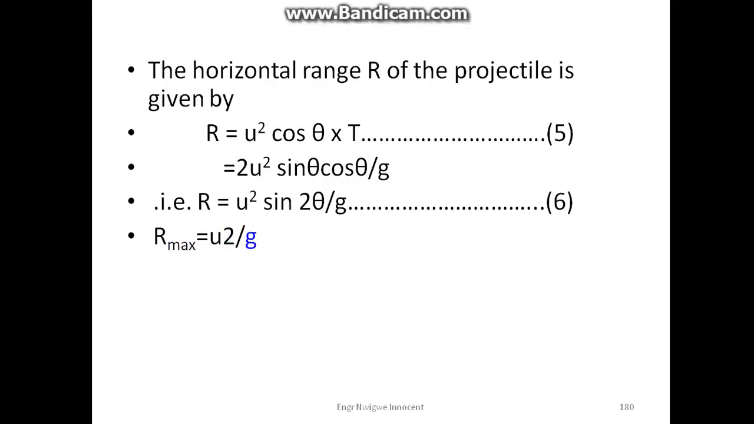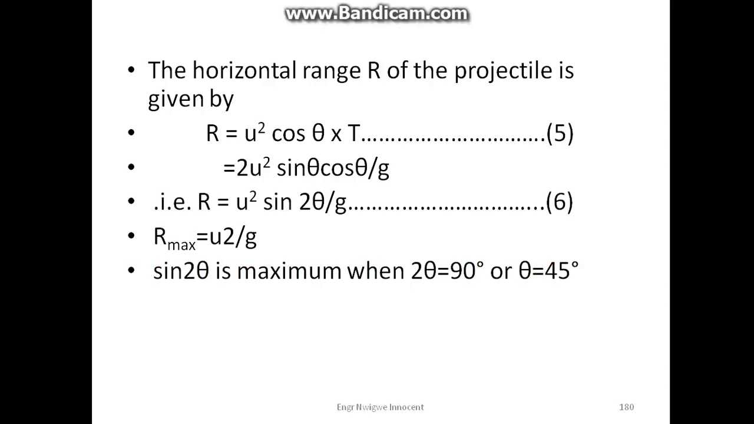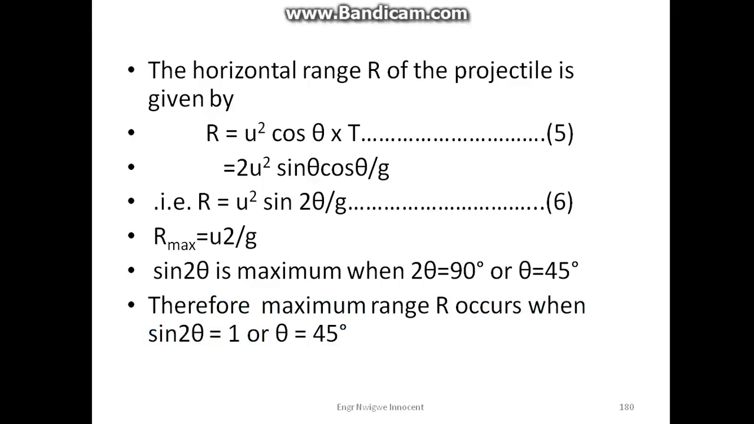The maximum range, capital R max, is equal to u squared over g, since sin 2 theta is maximum when 2 theta is equal to 90 degrees, or theta is equal to 45 degrees. Therefore, maximum range occurs when sin 2 theta is equal to 1, or theta is equal to 45 degrees.